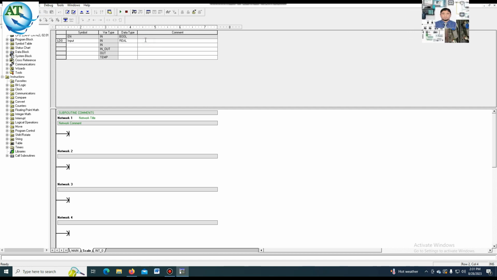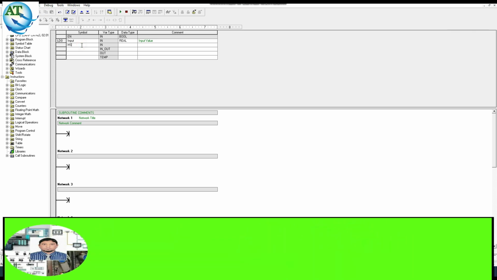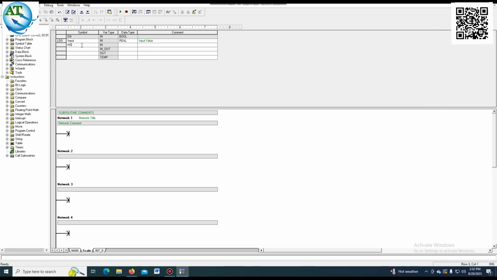You can add a comment here: it is the input value. Then we go to the scaling inputs, so we have the high value and the low value. We put the high scale input, that is the scale value high point.